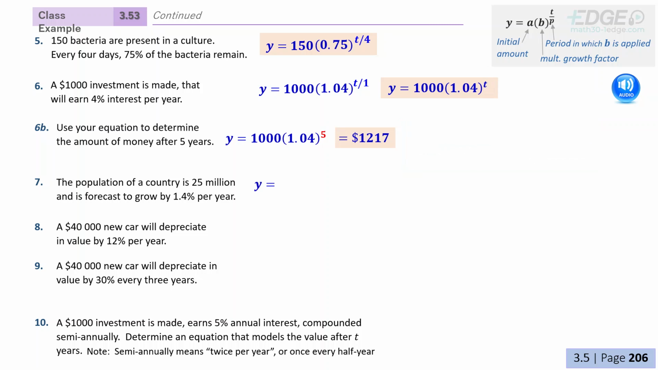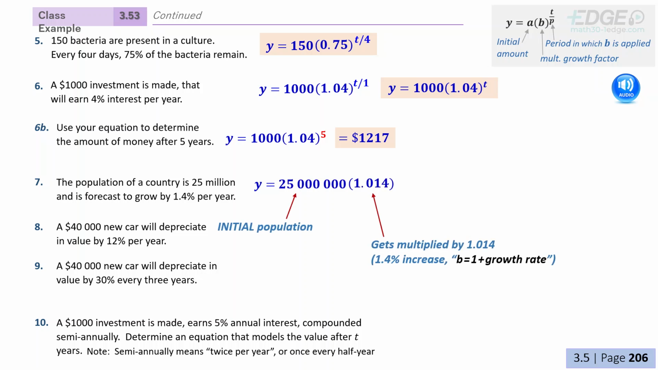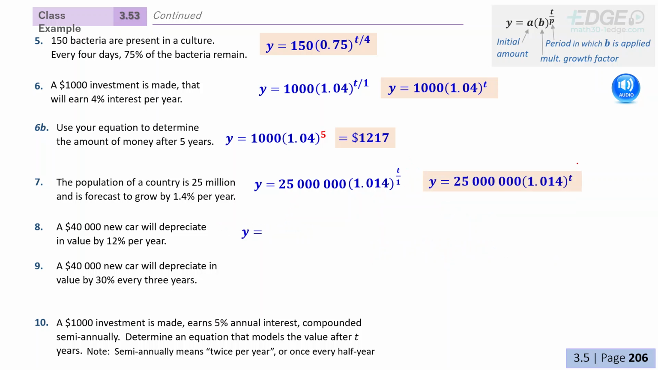Number 7, the initial population of a country is 25 million and is forecast to grow by 1.4% per year. So our initial population is 25 million. And our multiplier would be 1.014. And it's per year, so if you like, you could write it as over 1, but that's kind of weird. You'd probably want to just write it as t.